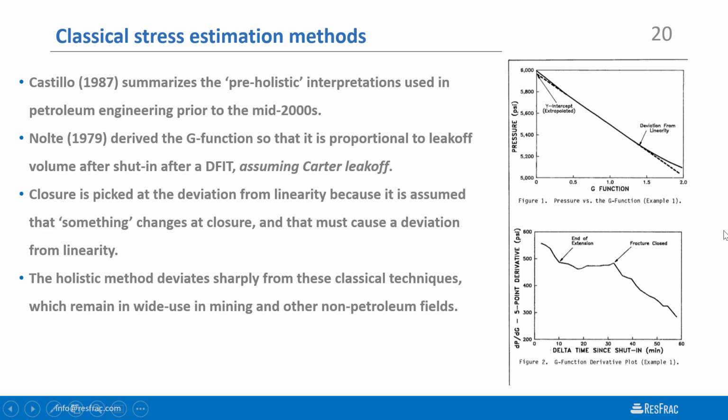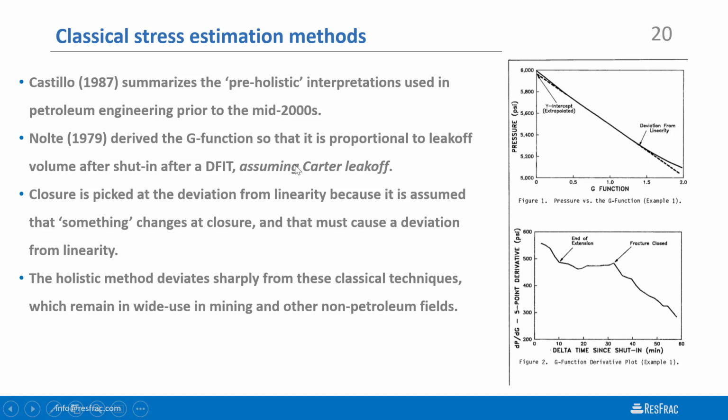All right. So I'm going to talk through mathematically where this came from. First off, it came from Ken Nolte's G function. So what is the G function? It is a function of time, and it's pretty similar to the square root of time. So you could think about the G function as just being a plot of pressure versus the square root of time. It's a little bit more complicated than that. Nolte refined that and made it more accurate.